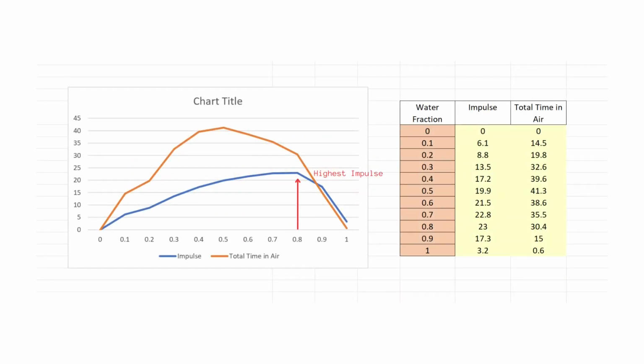Looking at our results, while 0.8 had the highest impulse, between 0.4 and 0.5 we had the longest flight time. This shows us that we have to consider many factors when choosing our water fraction.